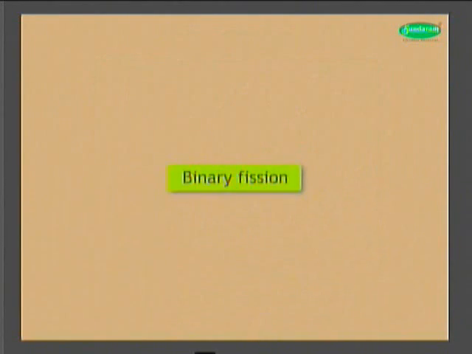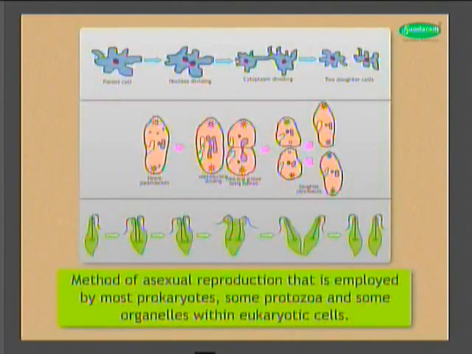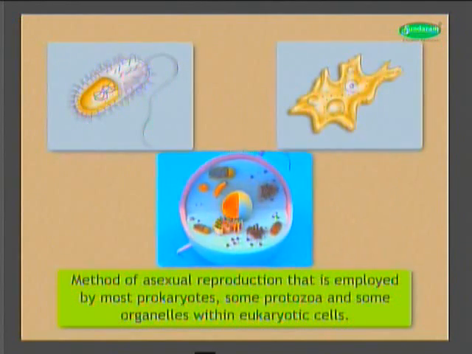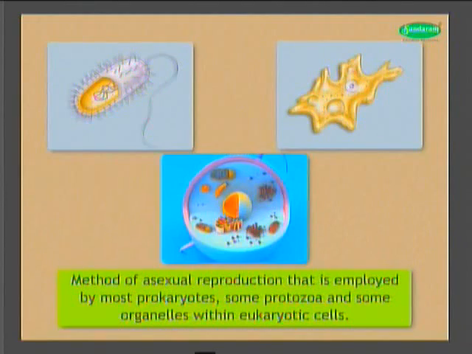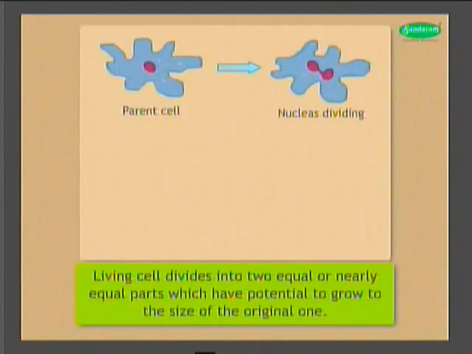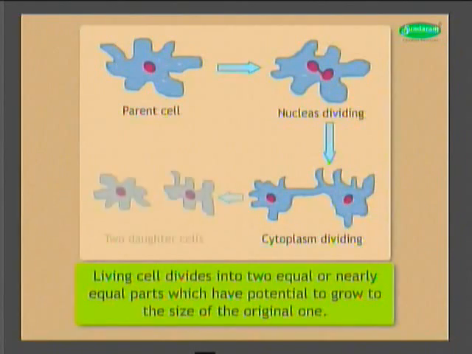Let us see what is meant by binary fission. It is a method of asexual reproduction that is employed by most prokaryotes, some protozoa, and some organelles within eukaryotic cells. In it, the living cell divides into 2 equal or nearly equal parts which have potential to grow to the size of the original one.